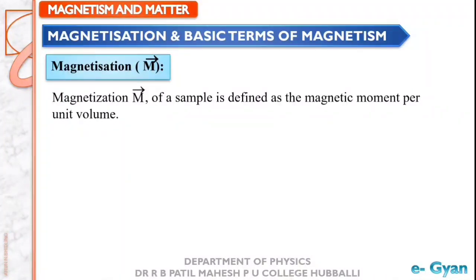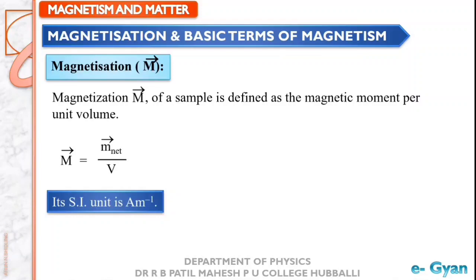Magnetization of a sample is defined as magnetic moment per unit volume. Mathematically, we can write it as M is equal to small m, that is the net magnetic moment, divided by the volume of the sample. The SI unit of this quantity is ampere per meter.